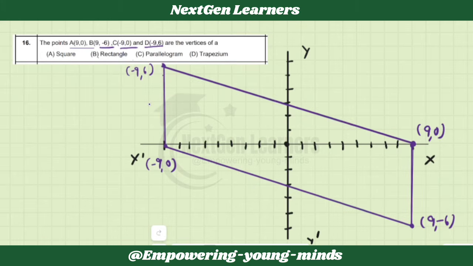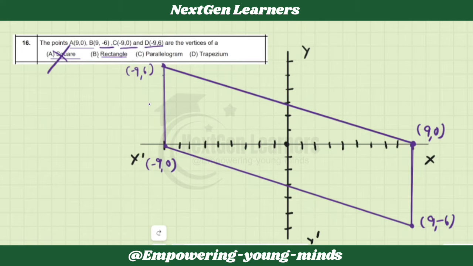Now let's check for a square. As you know, in a square all sides should be of equal length, so these are not equal length, so this is not a square. Now check for rectangle. As we know, all the angles in a rectangle should be 90 degrees, the right angle. These angles are not 90 degrees, so this is not a rectangle.